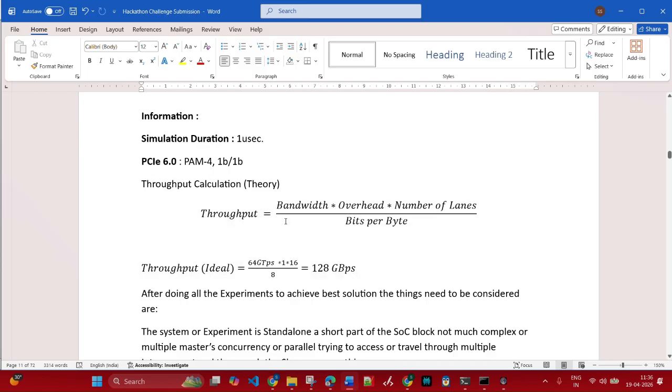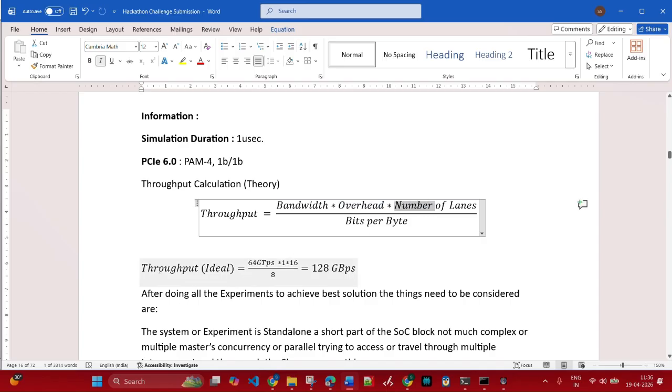In general, the formula is the bandwidth into overhead into number of lanes. Overhead means I'm having here 128 bits by 130 bits encoding. So 128 bits is converted to 130 bits, or 1B by 1B. So for each generation, there is an encoding format. Some are having NRZ, some are having PAM, like this electrical encoding. So I'm having that overhead. Here I've taken 1B, 1B, and number of lanes.